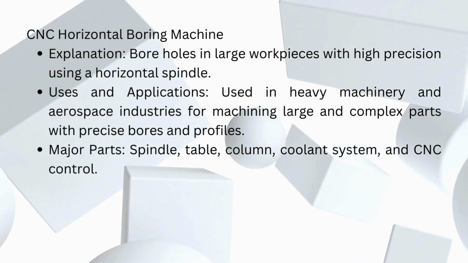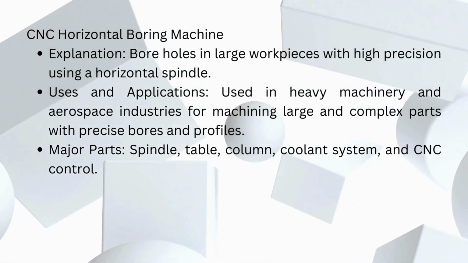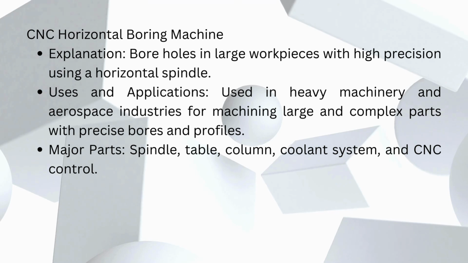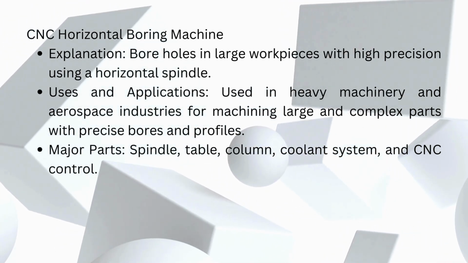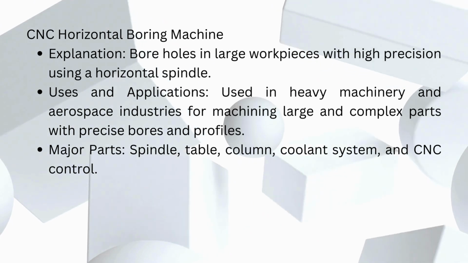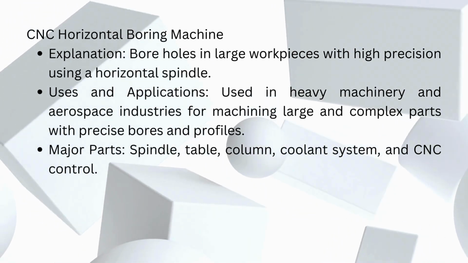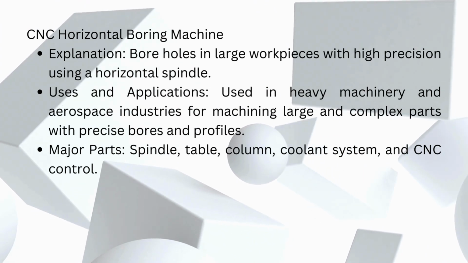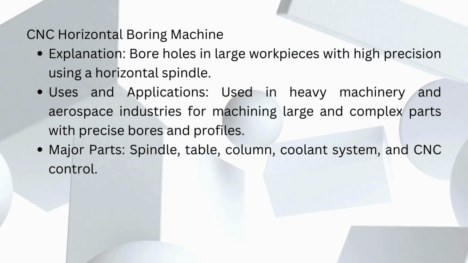CNC horizontal boring machine. Explanation: bores holes in large workpieces with high precision using a horizontal spindle. Uses and applications: used in heavy machinery and aerospace industries for machining large and complex parts with precise bores and profiles. Major parts: spindle, table, column, coolant system, and CNC control.